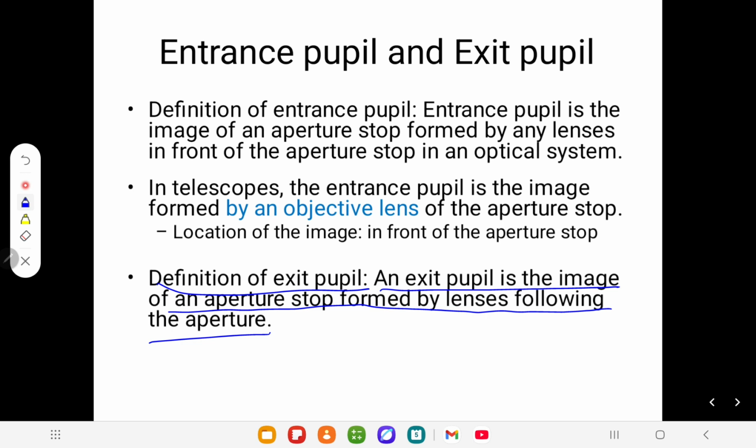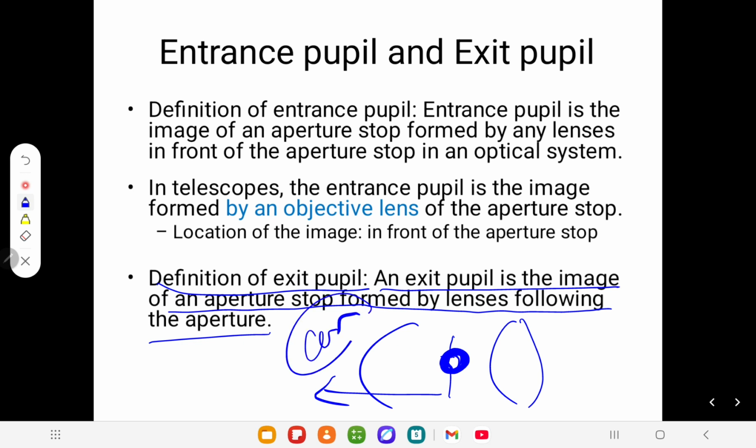So let me make it clear. Okay, so this is the cornea, and this is our pupil, and this is the lens. The aperture stop is the pupil. So in our eye, the image of the aperture stop, that is the image of the pupil, made by anything in front of the iris, in front of the pupil, isn't it? In front of the pupil, what optical system lies? The cornea, isn't it? So the image of the pupil made by the cornea is our entrance pupil in the case of the eye, isn't it?